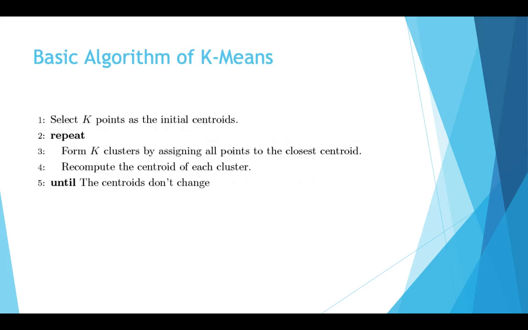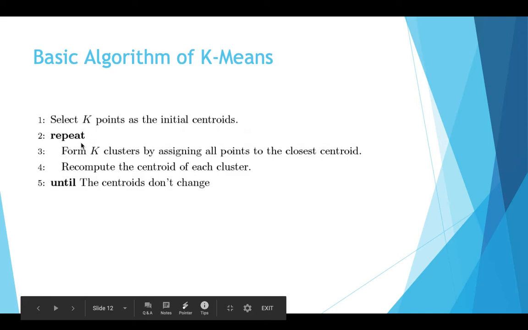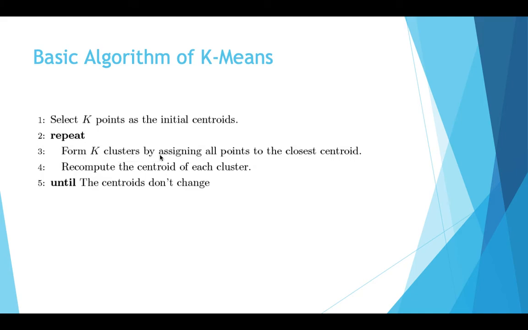So the basic algorithm of k-means is, first we need to select k points as initial centroids. Then repeat. What steps are we going to repeat? Form k clusters by assigning all the points to the closest centroid. The centroid is the average of all the data points. Then recompute the centroid of each cluster until the centroids don't change.